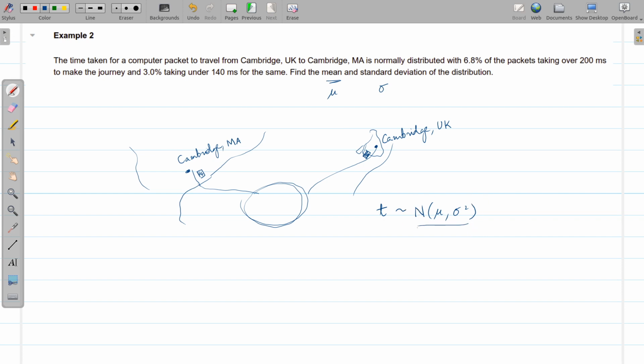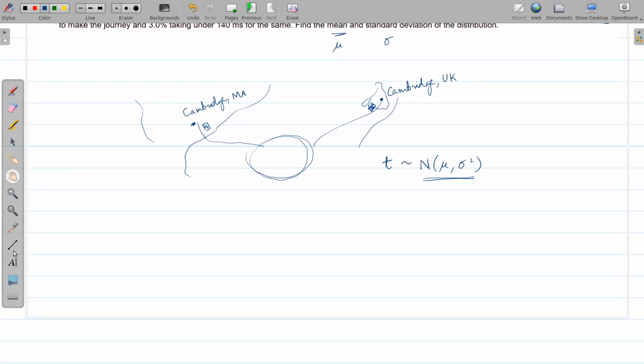To find out the mean and the standard deviation, some data is given to you. What is the data? It says that 6.8% of the packets take over 200 milliseconds to make the journey, and 3% take less than 140 milliseconds. Now, how do I understand this? You can understand this in the form of a graph. Like I said, what is the random variable? The random variable is the time taken.